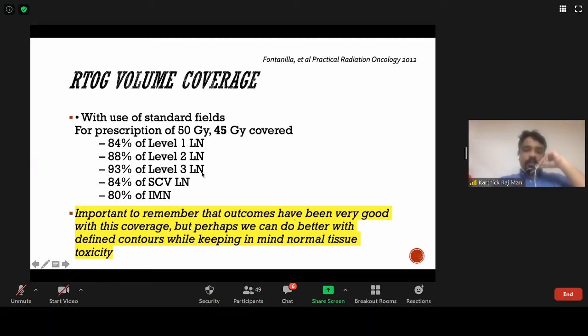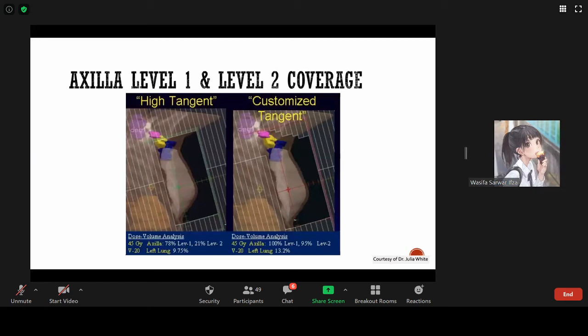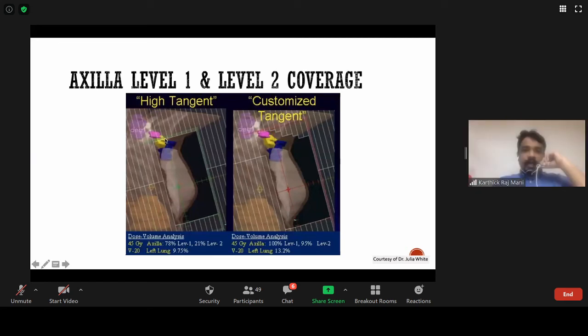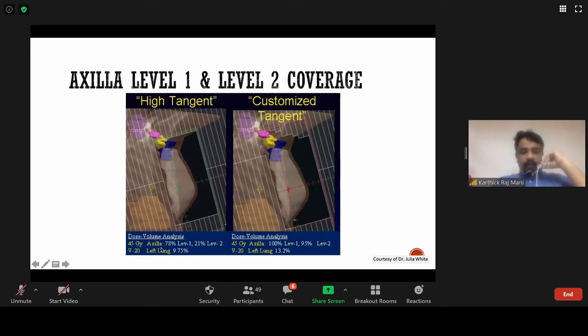But obviously, keeping the normal tissue and the toxicity in mind, we can really improve the homogeneity of the target, and we can improve the coverage of level 1 and level 2. As we earlier discussed about the high tangential field, if we give 50 gray in 25 fractions, the axilla covers 78% of level 1, the 45 gray volume covers 75% of level 1 and 21% of level 2.